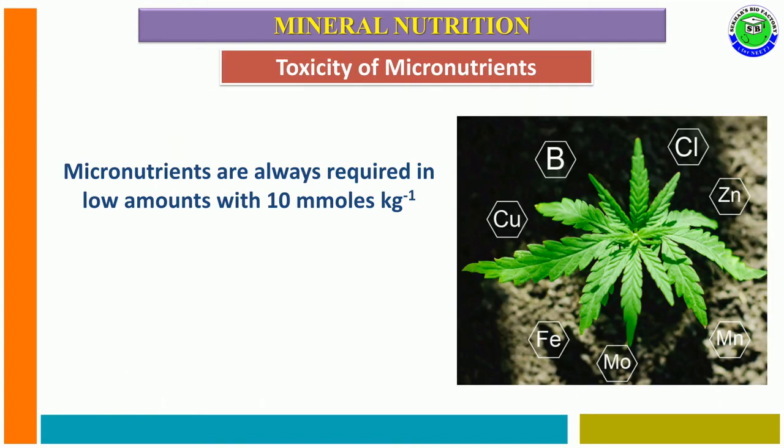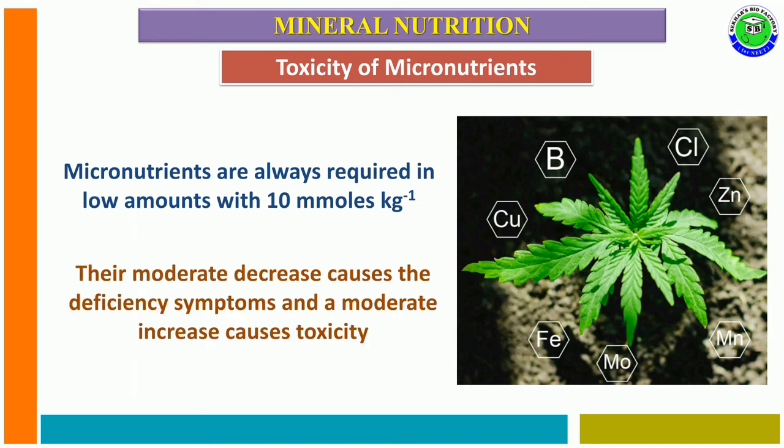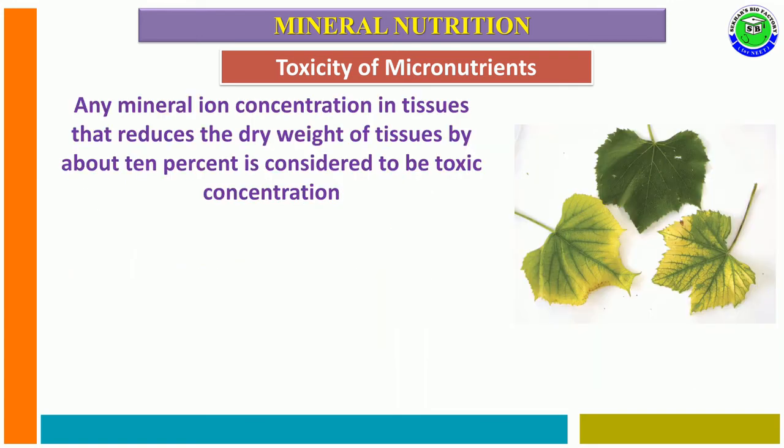Along with this, toxicity of micronutrients. Micronutrients are generally needed in small or low amounts, less than 10 millimoles per kg in dry matter. Sometimes their moderate decrease causes deficiency symptoms of a particular element, but sometimes a moderate increase may cause toxicity in plants. Such toxicity of any mineral ion that can reduce the dry weight of tissue by about 10% is considered a toxic concentration.